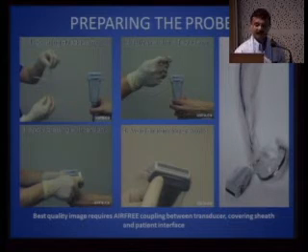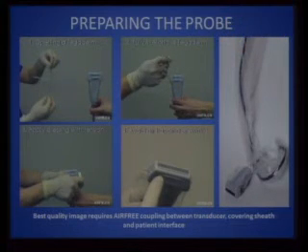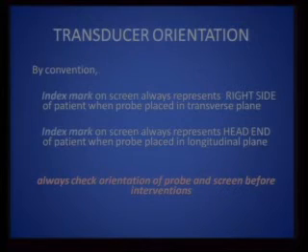As I said, you have to render the probe sterile before you perform any block. You can do it in various ways. Transducer orientation is very important. There is an index mark, or orientation marker. We will show it to you when we do the workshop, on the left top hand corner of the screen. And this always represents the right side of the patient when the probe is in short axis, and the head end of the patient when the probe is in long axis.